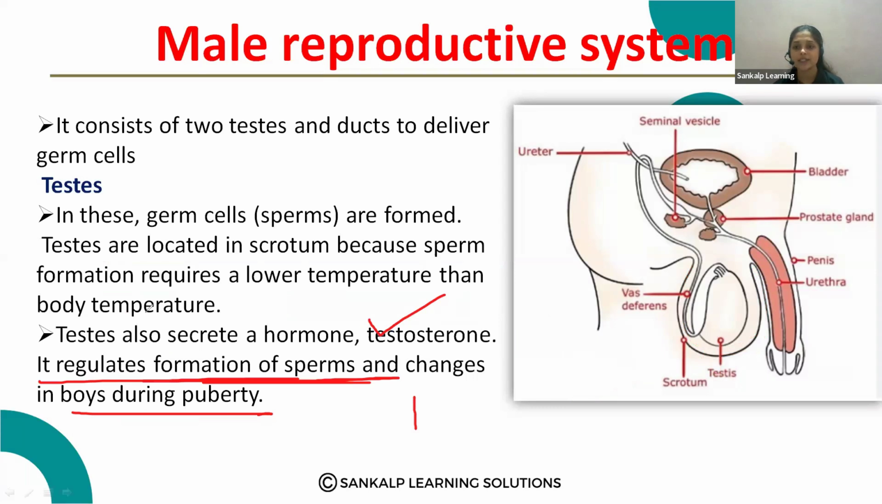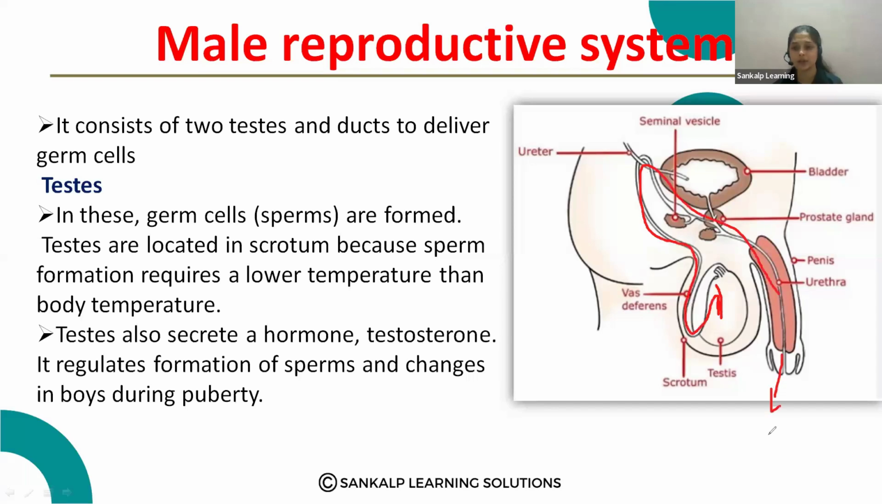Then testes, they produce the sperms, but they should be transferred to the structure called the penis, right? So some ducts are required to transfer the male gametes to the penis. Through the penis, it is transferred to the female reproductive structure.